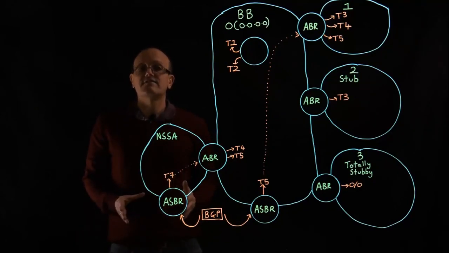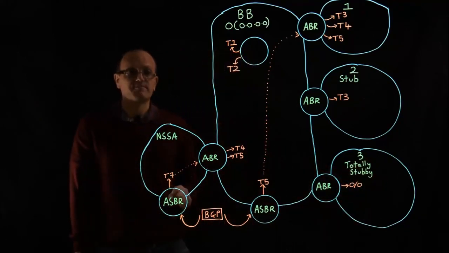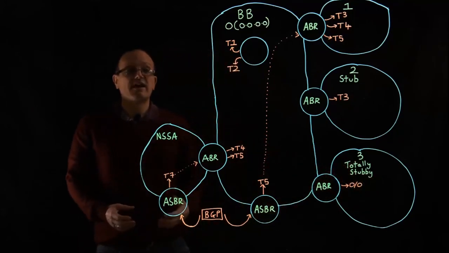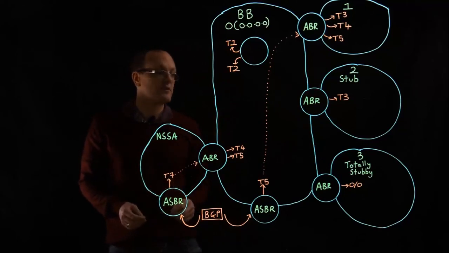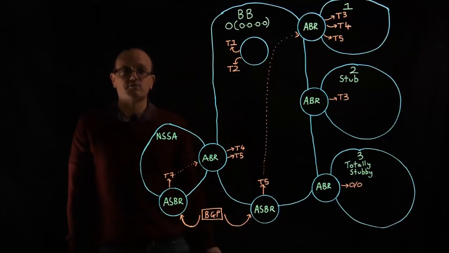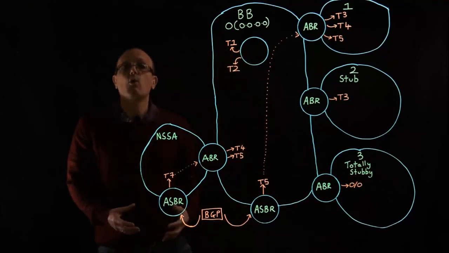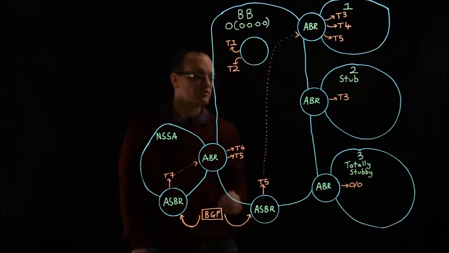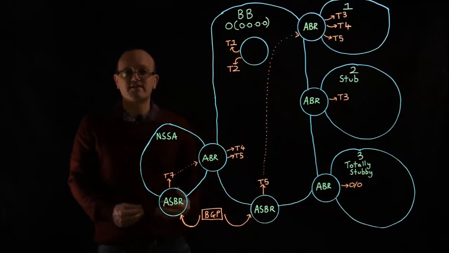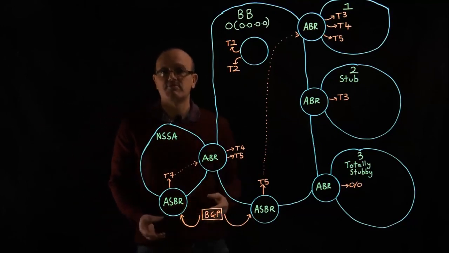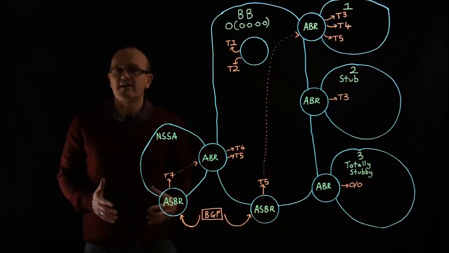We can take this scaling still further, and we can have what's called a totally stubby area. A totally stubby area is also filtering type 4 and type 5 LSAs, but in addition to that, it's filtering type 3 LSAs as well. There's no LSAs being advertised into that area. All we're doing is propagating a default route from the ABR into this area. So we're dramatically reducing the amount of routing information that has to be processed by routers located in a totally stubby area.